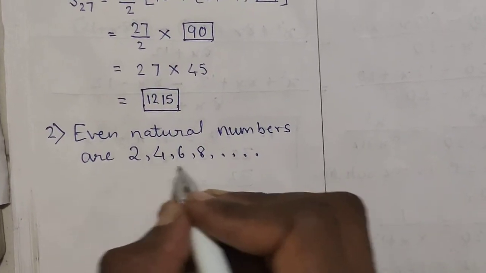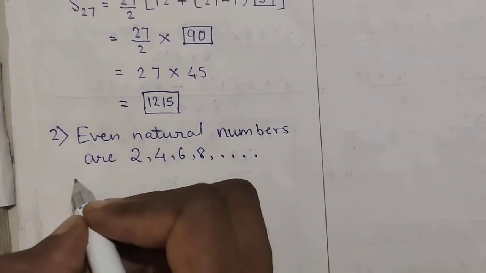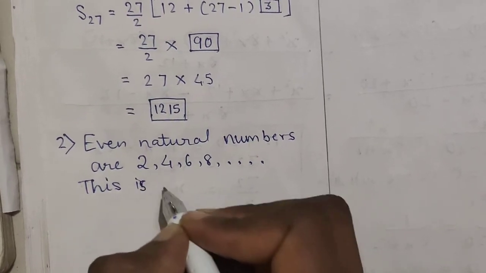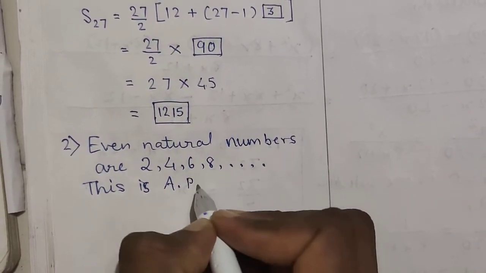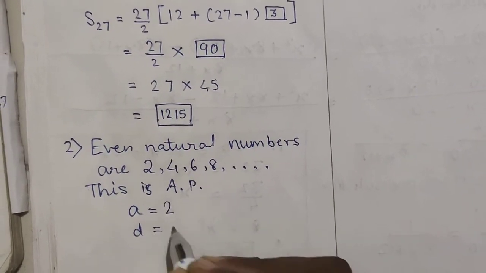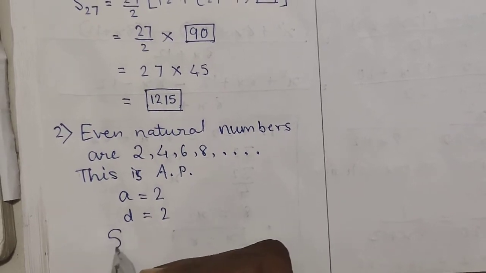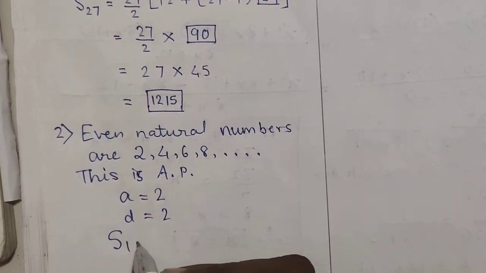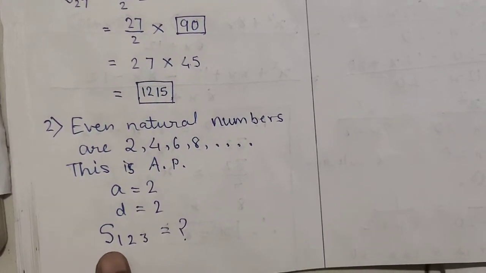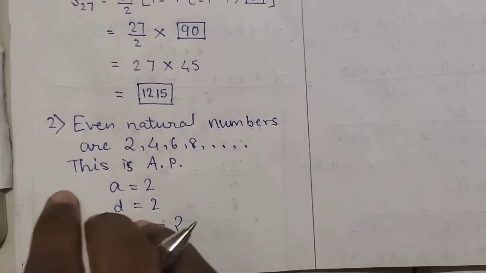Now what can you see from this? This is an AP, because the difference is 2, so we can write here that this is an AP. Since it is an AP, our first term is 2 and the difference is 2, you can see here. And what you have to find out, the sum of the first 123, means S123.